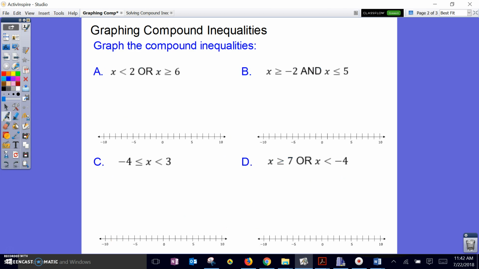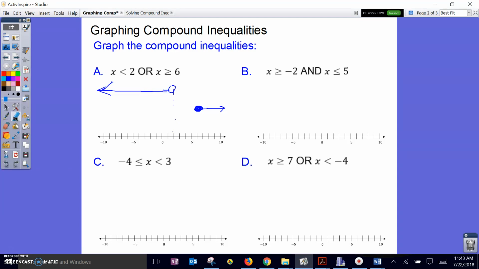Part A, graph x is less than 2 or x is greater than or equal to 6. Something I started doing when I was much younger was thinking about how these worked out. I would think, okay, x is less than 2 looks like this, and x is greater than or equal to 6 looks like this. Since this is an "or" inequality, I want where either of these is happening.